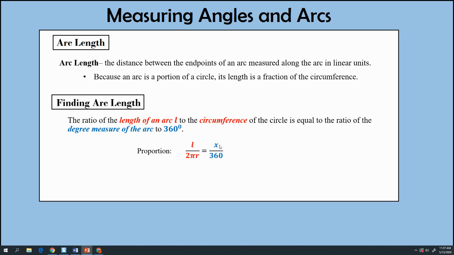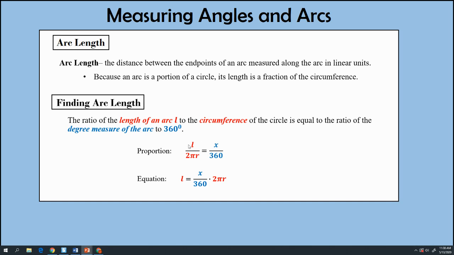And you can see there are three unknowns: arc length, the degree measure, the central angle part of it, and then the radius. So there are three unknowns in this formula, if you will, so we have to have at least two of those. So generally right now we're going to be given a central angle and a radius and find arc length. Now this is a proportion, which is fine. But if you simplify this proportion, you get an equation that I think is a lot easier to work with.